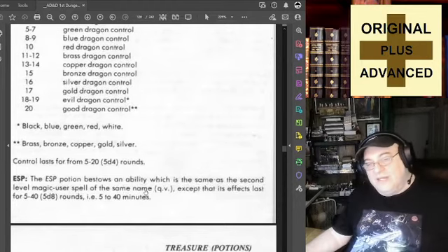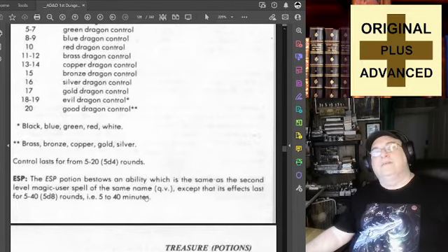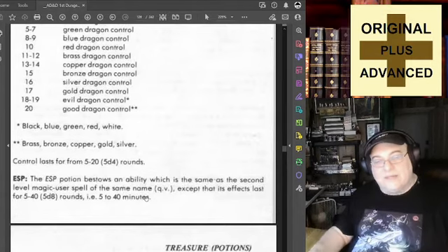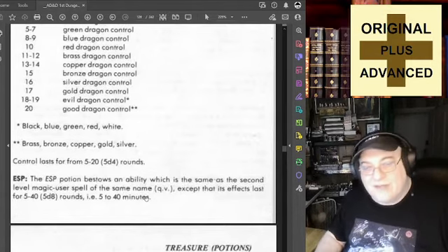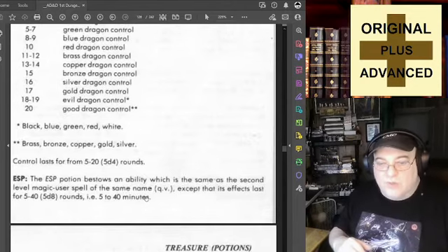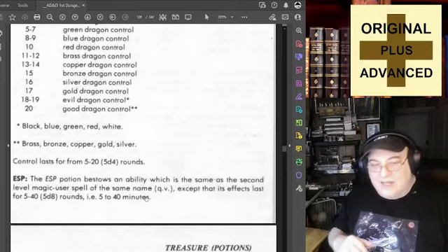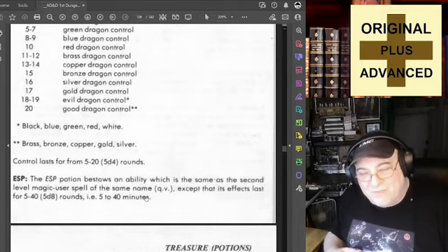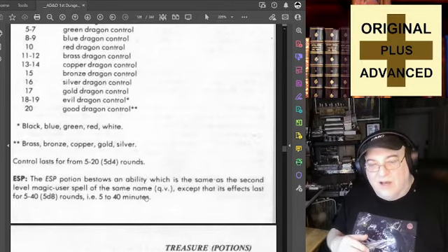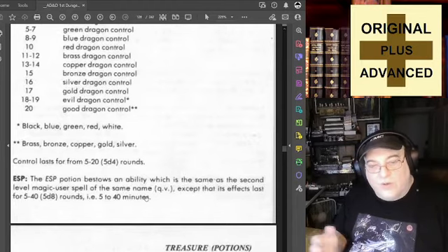ESP. The ESP potion. Now, these are tricky. Anything like charm person or getting into someone's brain, all of that stuff is tricky to use. We'll talk about that a bit. The ESP potion bestows an ability which is the same as the second level magic user spell of the same name, except that its effects last 5 to 40 minutes.